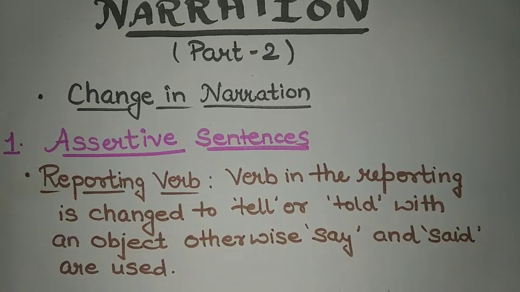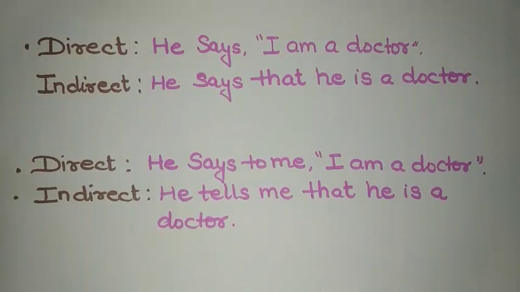The first thing is changing assertive sentences. We use a lot of assertive sentences in our daily communication. In such sentences, the verb in the reporting is changed to tell or told with an object. But if there is no object, we use say and said. Let's see these examples and try to illustrate this.